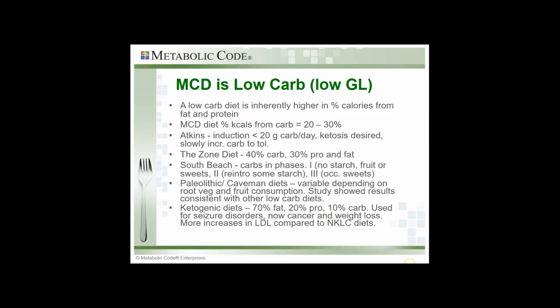Now, moving on to the next slides, and I know we're getting close on time. I just included this slide to show you the Metabolic Code diet. We come in at around 25% of the calories from carbs, so we're solidly in the low-carb category, and this shows how that compares with other low-carb diet approaches.